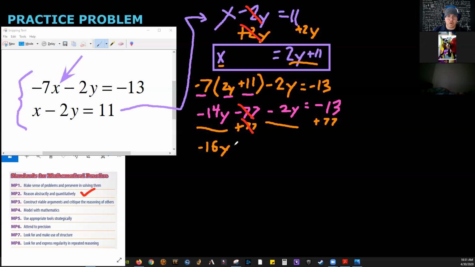And what do we end up with? So let's see. So I've got negative 16y equals negative 13 plus 77. So that's the same as 77 minus 13. So 77 minus 10 would be 67, minus 3 would be 64.